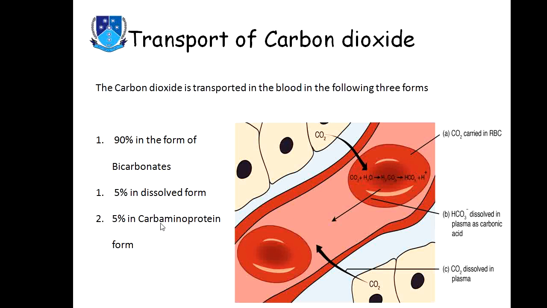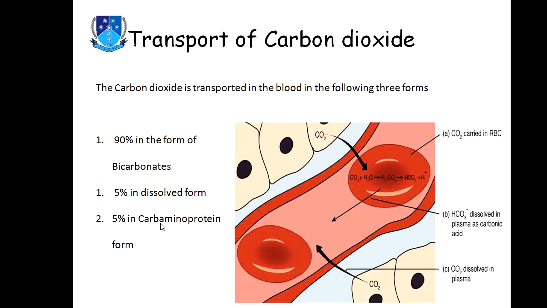So if the carbon dioxide is combined with the amino group of any protein, that is called carbaminoprotein. But if this carbon dioxide is combined with the amino group of the hemoglobin, that is then called carbaminohemoglobin. You can categorize this under the category of carbaminoprotein, but this is not called carbaminoprotein. This is actually carbaminohemoglobin.